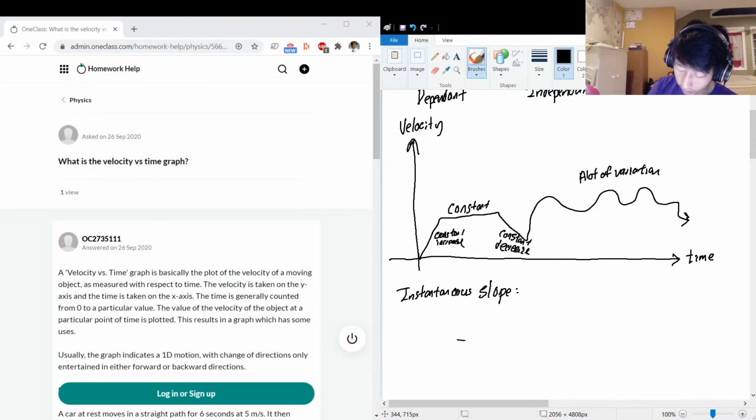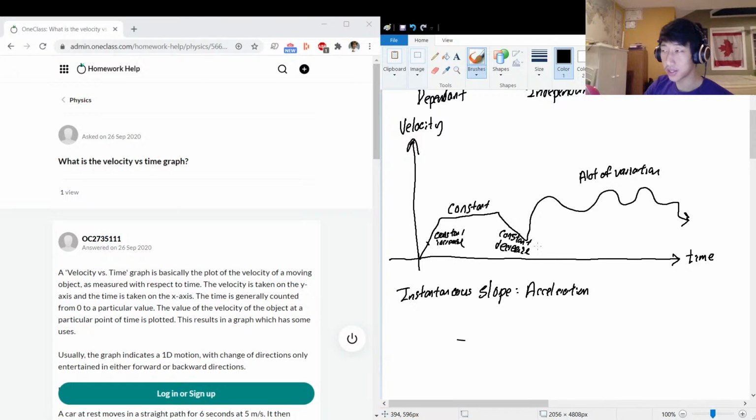Slope is the acceleration. So in this section right here at the front, where it's constantly increasing, the slope is going to be constant as well. That means your velocity is increasing at a constant rate. Makes sense to me. When your velocity is constant, the slope is 0. That means there's no acceleration, and that makes perfect sense. Velocity can't change when there's no acceleration.